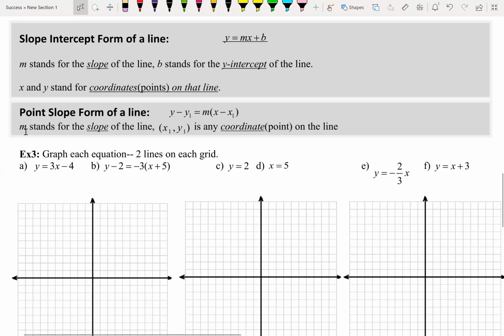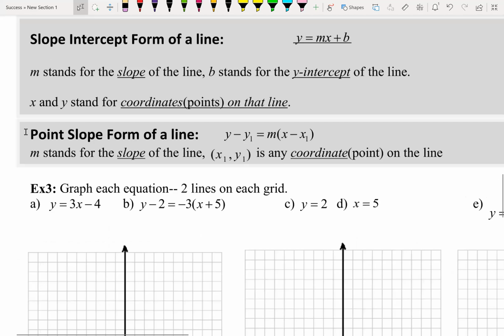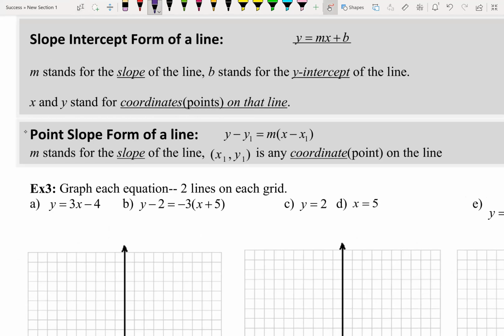So if you're watching this video, hopefully you've already watched the front side video, the first video that we had, that was all on the first page of the notes. So we're going to start talking a little bit about the actual equations of the lines that we have. We have two equations of lines that we're going to be focusing on: slope intercept form and point slope form.